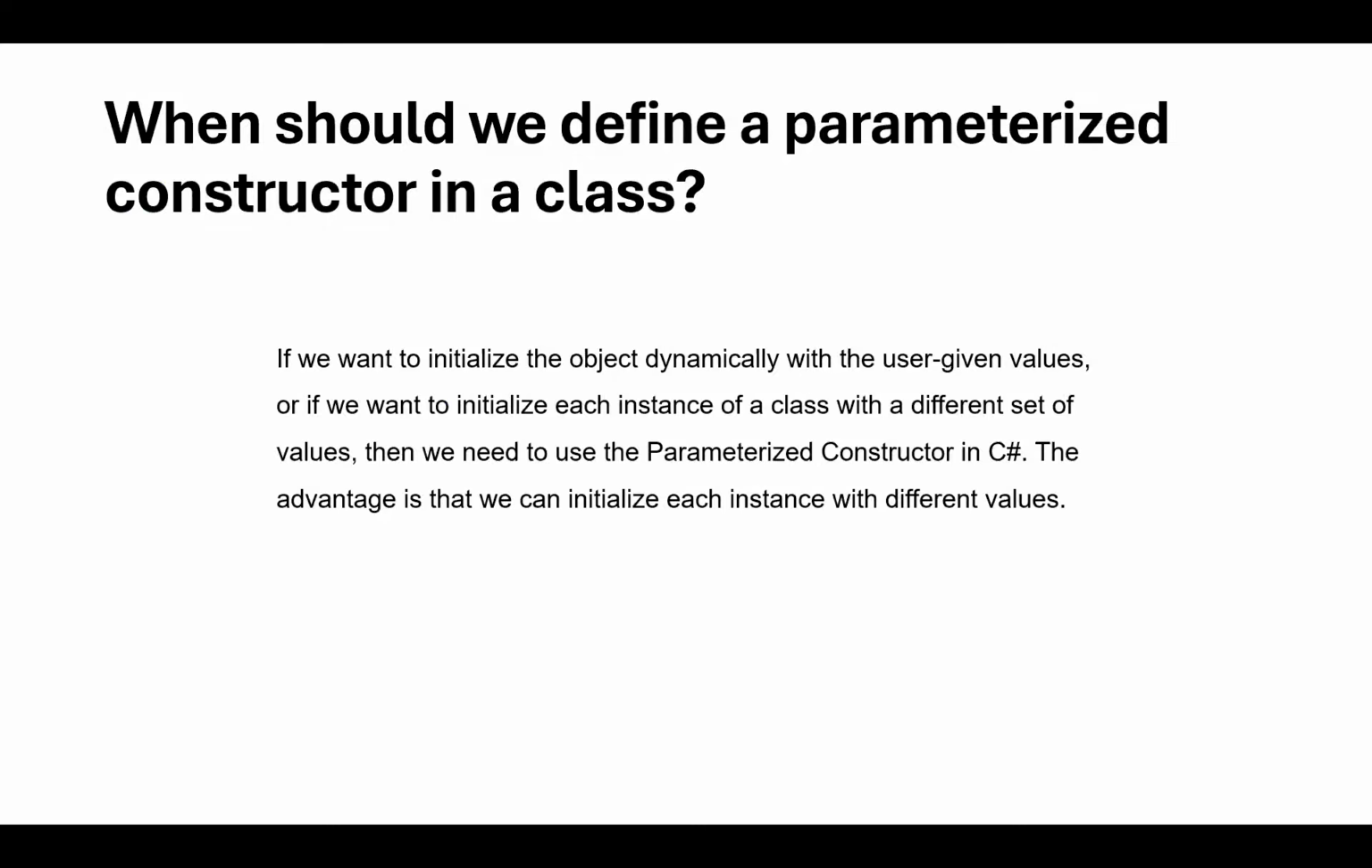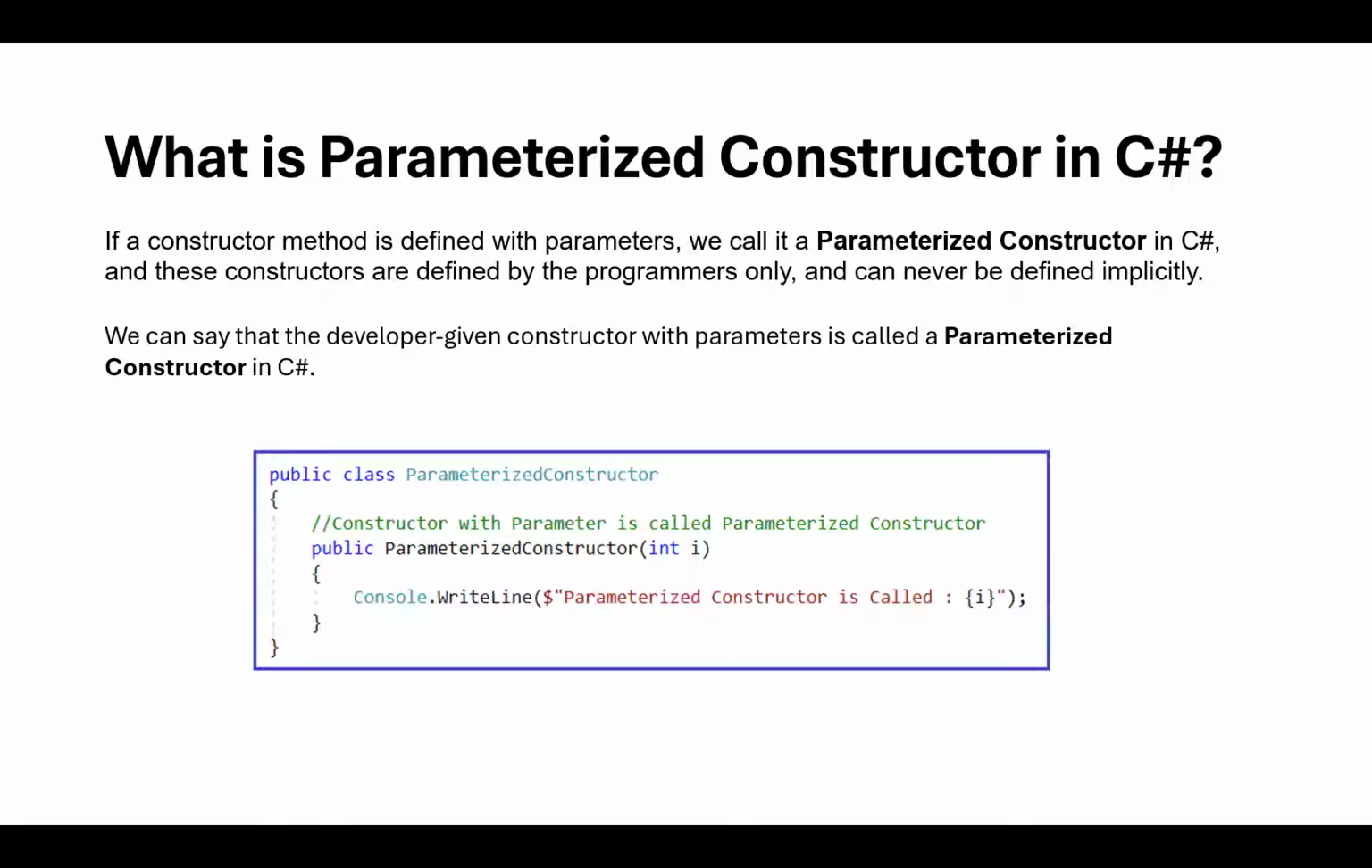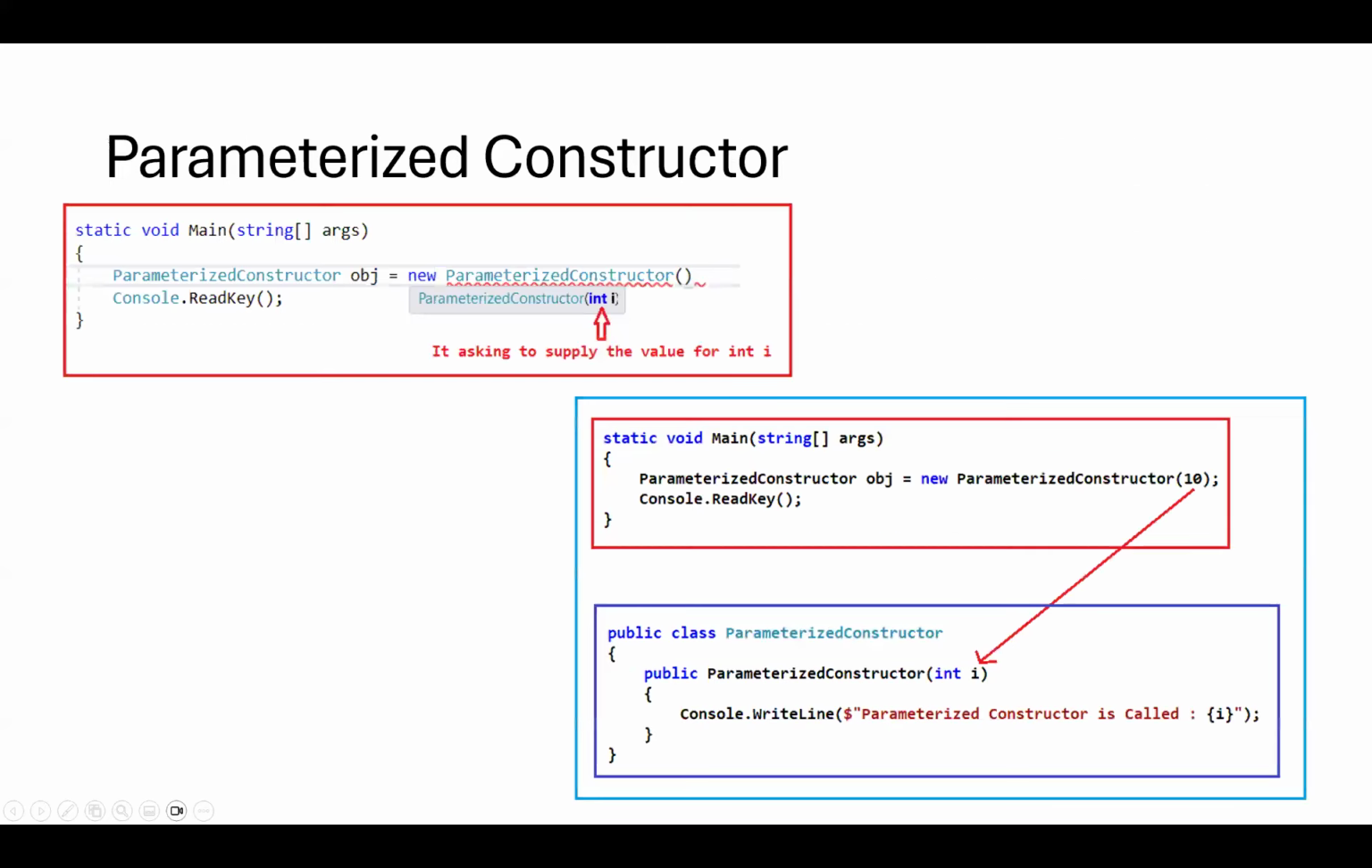Next, sometimes we want to create a special object with specialized parameters. If you want to initialize the object dynamically with values which were given by the user, or we want to initialize each instance of a class with a different set of values, because in the previous one we had the same, we need to use a parameterized constructor in C#. So how can I do it? It's very easy. We need to provide some parameters into the constructor.